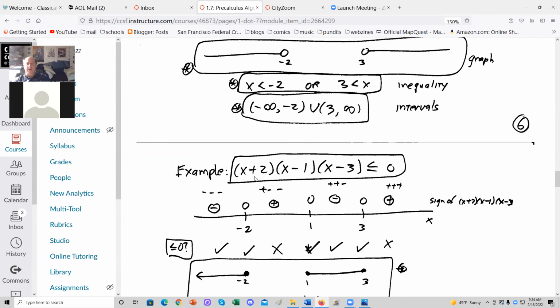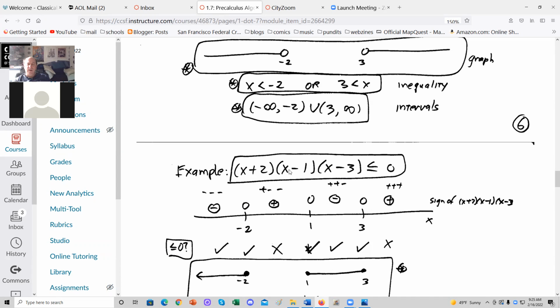Here's another one. (x + 2)(x - 1)(x - 3) is less than or equal to 0. So we draw a sign graph this way. We draw a line, indicate negative 2, 1, and 3, which is where these turn to 0. When x is negative 2, it's 0. When x is 1, it's 0. When x is positive 3, it's 0.